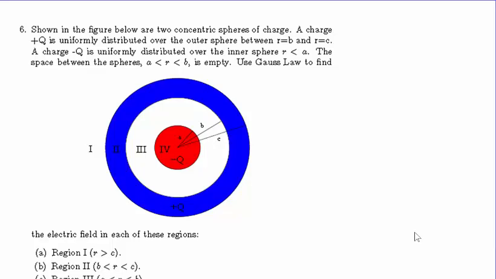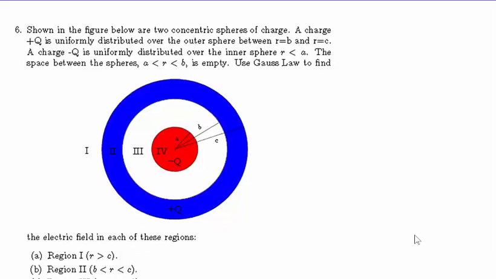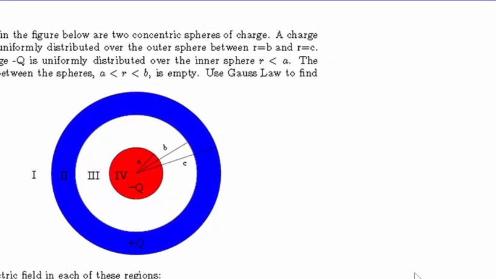Shown in the figure below are two concentric spheres of charge. A charge plus q is uniformly distributed over the outer sphere between radius of r equals b and r equals c. A charge minus q is uniformly distributed over the inner sphere, r less than a. The space between the spheres is empty. Use Gauss' law to find the electric field in all of the four regions.